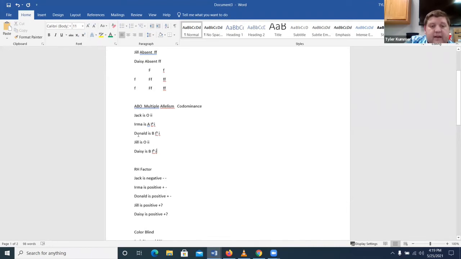There, the little i. Donald is B, so we know he has to have a B allele, and then we know that he had to be able to give Jack an O allele, and so we know he's heterozygous for B and O. Jill is O, so we know that she is homozygous recessive, and then Daisy is B, so we know she has a B allele. She had to be able to give Jill an O allele, so she has to be heterozygous for B as well.